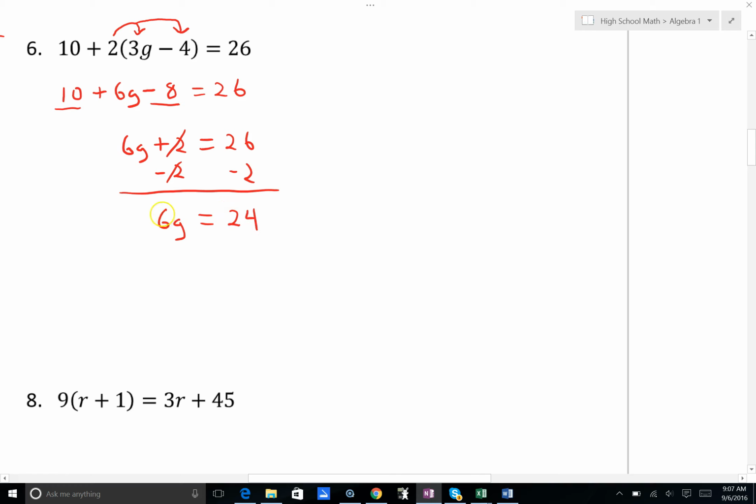Solving for g, we will divide by our coefficient 6 on both sides. 6 divides 6 to leave g. 24 divides 6, that's 4. I should substitute 4 to verify. I'm going to leave that to you. G equal 4 will be a solution.